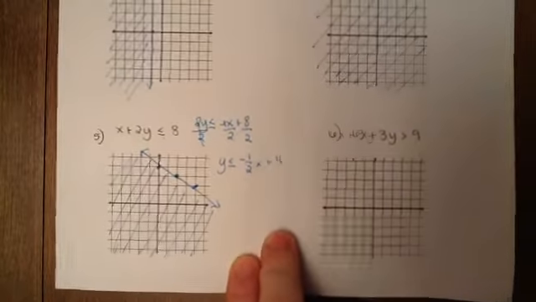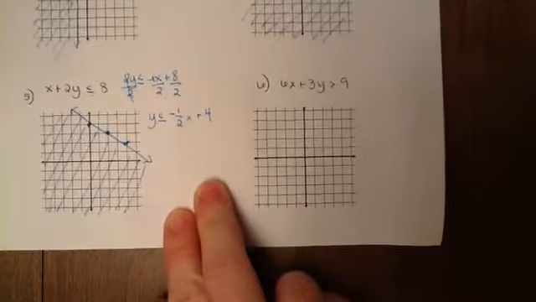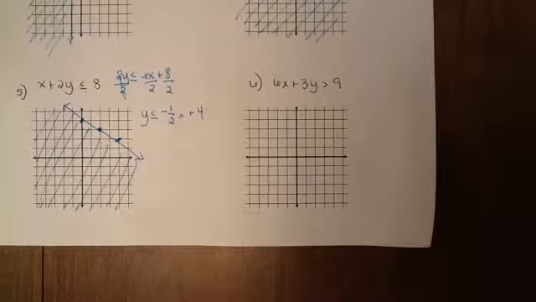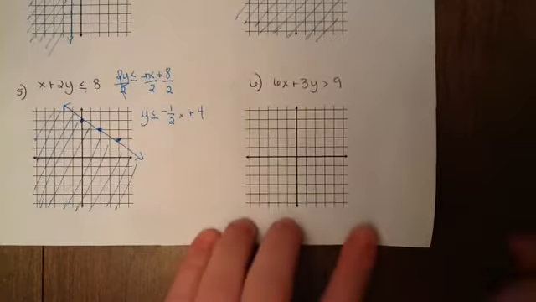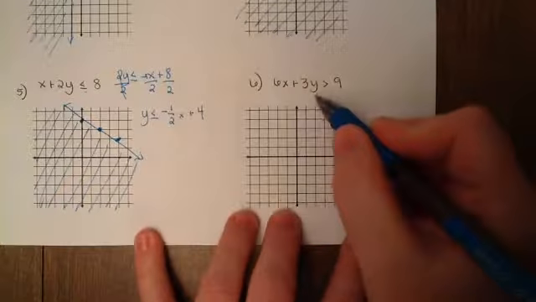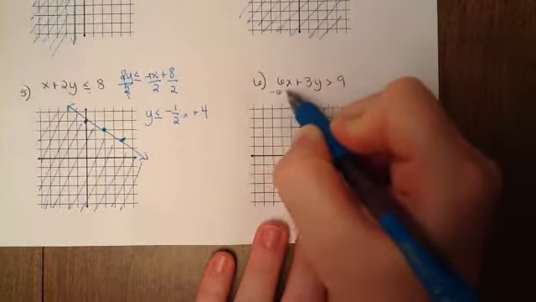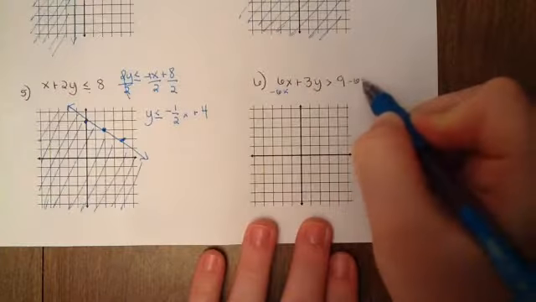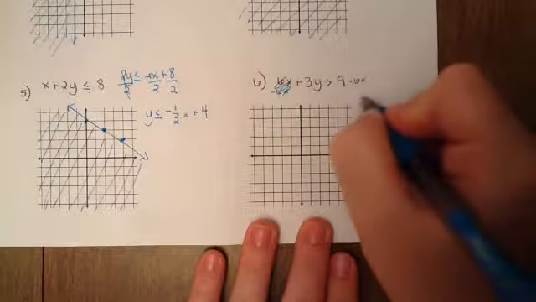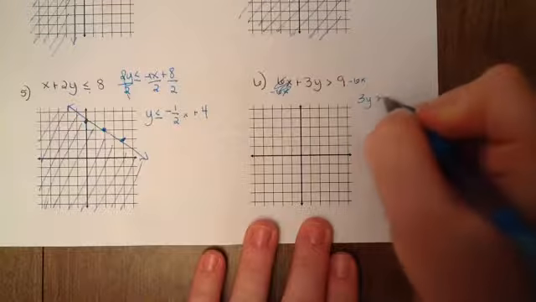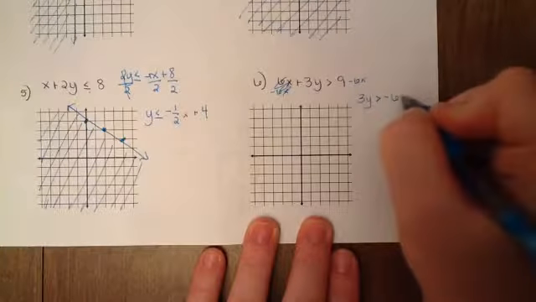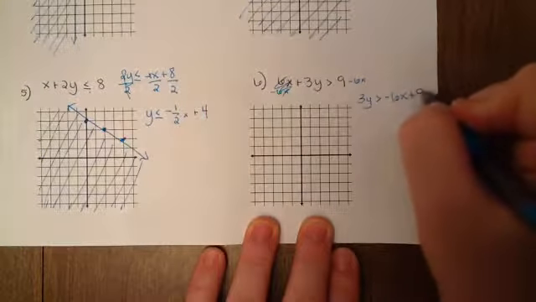Try this next one on your own. Get it in slope-intercept form, graph, and decide your shading. Let's see how you did. What did you move first to get y by itself? A minus 6x. So I have 3y greater than, I'm going to put my minus 6x out front, plus 9.